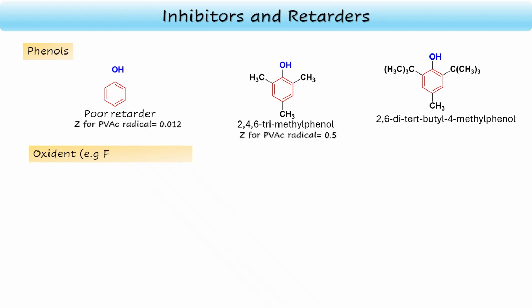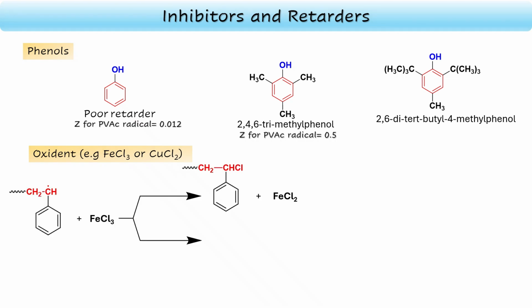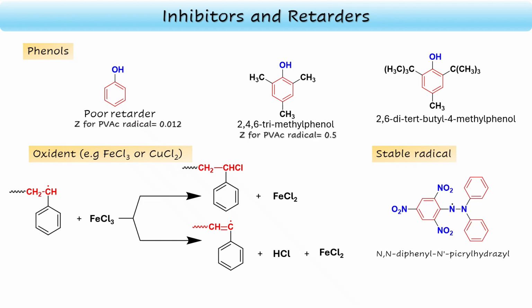Oxidants such as ferric chloride and cupric chloride, which can accept an electron and convert to ferrous chloride and cuprous chloride in the reaction, are strong inhibitors. Radical termination by FeCl3 is shown in this reaction scheme. Stable free radicals such as DPPH also inhibit polymerization. Since this radical is strongly colored, its consumption during the inhibition period can be followed photometrically.